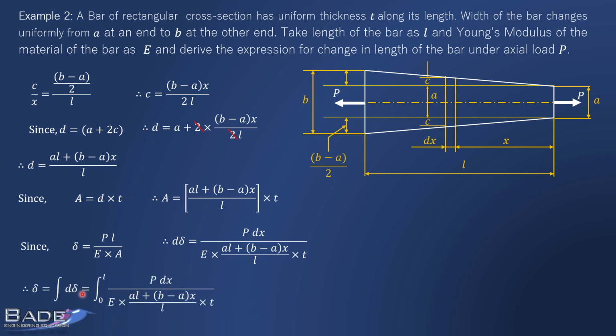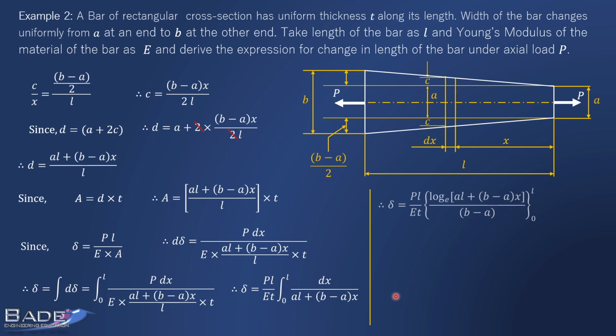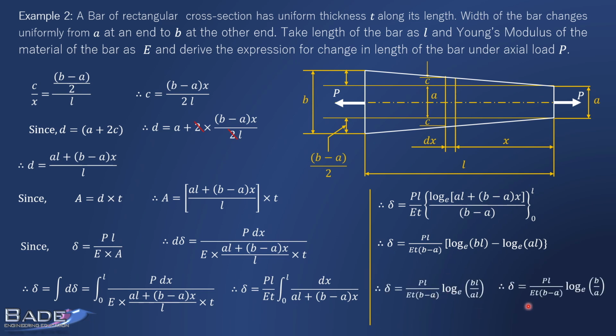So delta, that is change in length of entire bar, is the integration of d delta over the limits of x. What are the limits for x? From left end to right end, x0 here and xl here. So 0 to l, we are integrating it. Log to the base e, watch here. So this is how we have integrated it. Limits are 0 to l. Now we'll put these limits. And this is the expression we get.